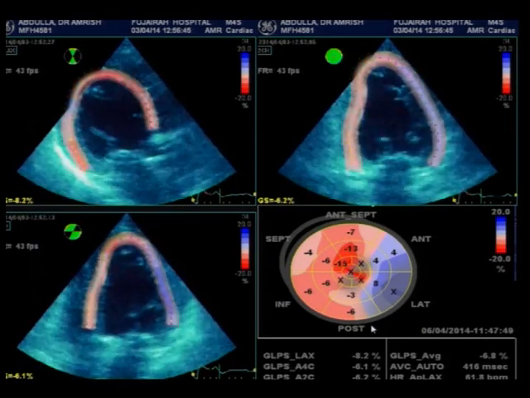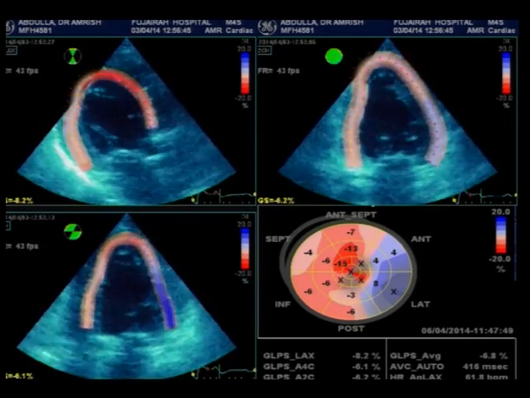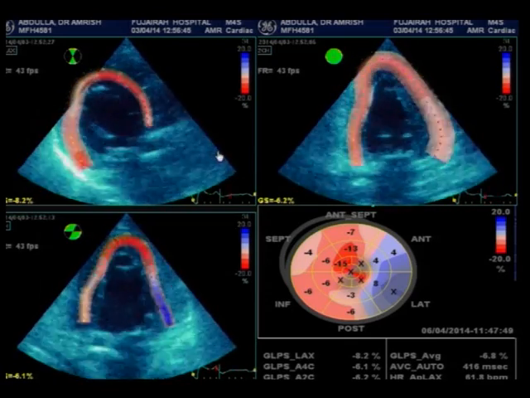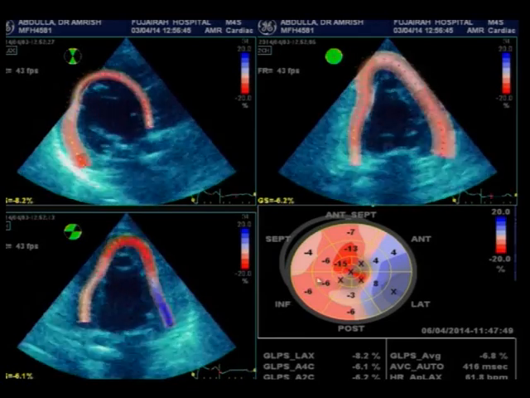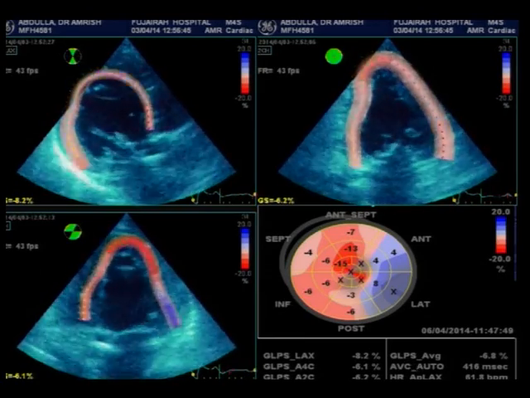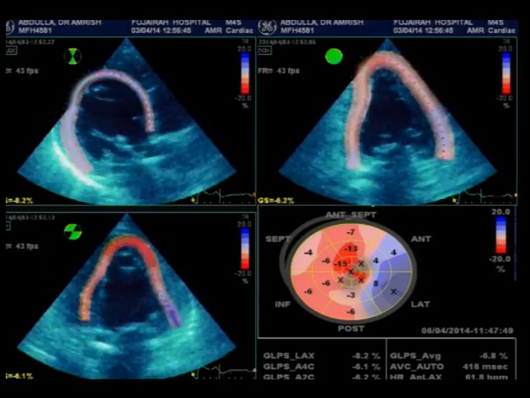We also looked at the longitudinal function of the left ventricle by using speckle-based echocardiography, and you can see that the whole left ventricle is decreased in function longitudinally, and the global longitudinal strain is only minus 6.8%, indicating severe left ventricular dysfunction.